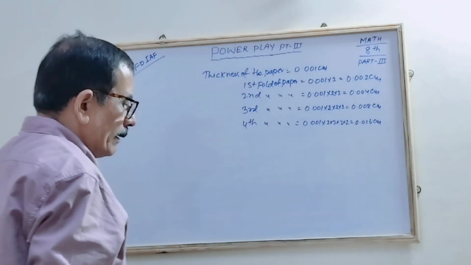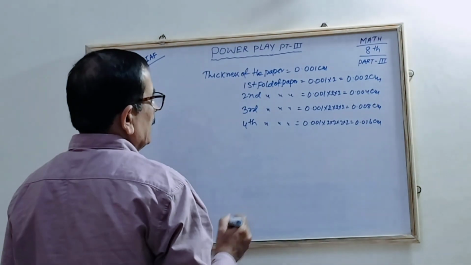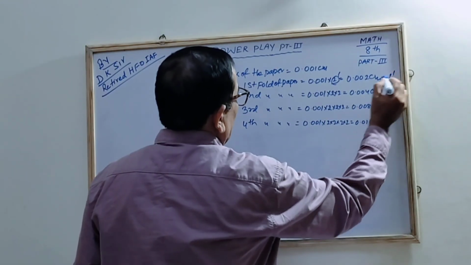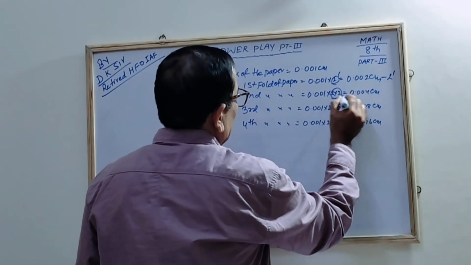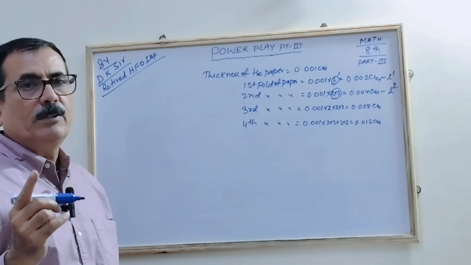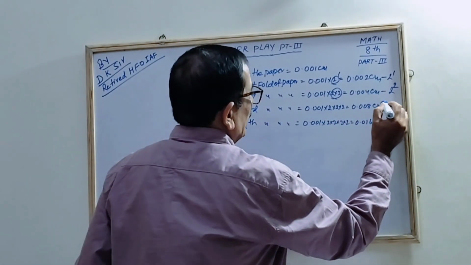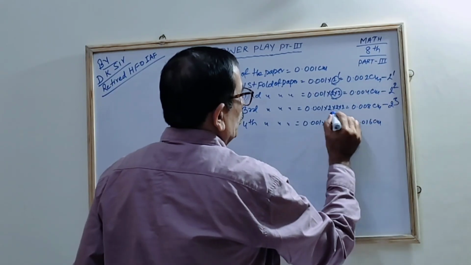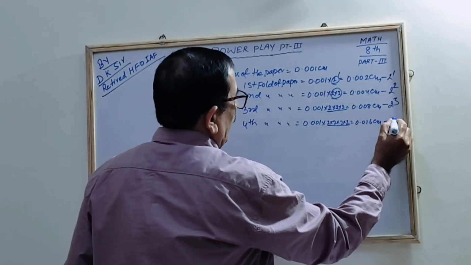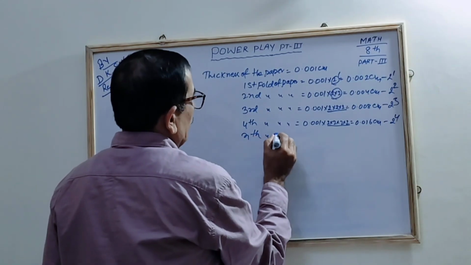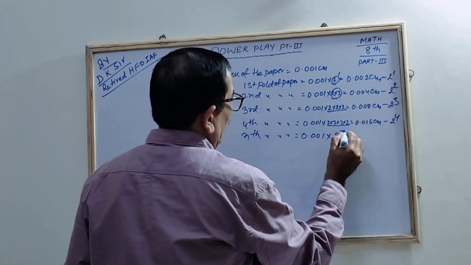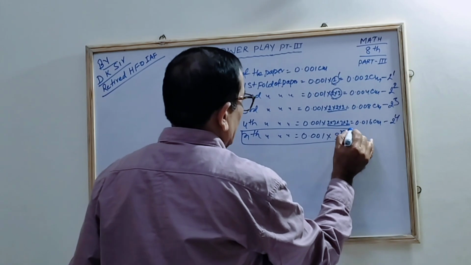What similarity do we find everywhere? When it is the first fold, it is 2 to the power 1, correct. When it is the second fold, it is multiplied by 2 to the power 2. When we go for the third fold, it is going to become the thickness of the paper multiplied by 2 to the power 3. When we go for the fourth, it is multiplied by 2 to the power 4. So if I am making the nth fold, then we can say 0.001 into 2 to the power n. This becomes the standard formula, correct, 2 to the power n.